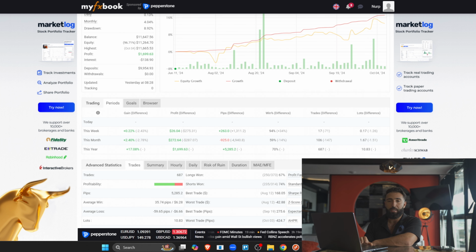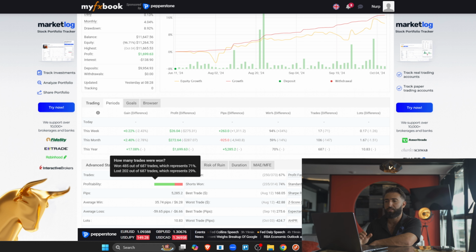Now, to the point I was making before, it's already taken 687 trades, but on my FX book, it's actually reflecting a little bit higher than that. So I'm probably in the low 700 trade count right now, which is the reason why I'm at 19% growth in my MT5 terminal. If I scroll down, this is the profitability.